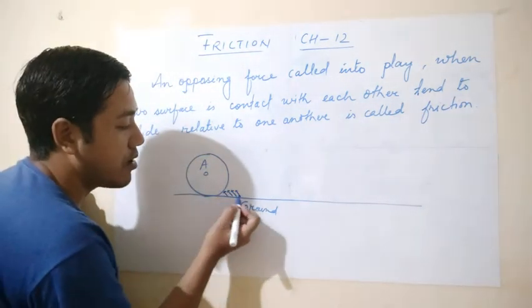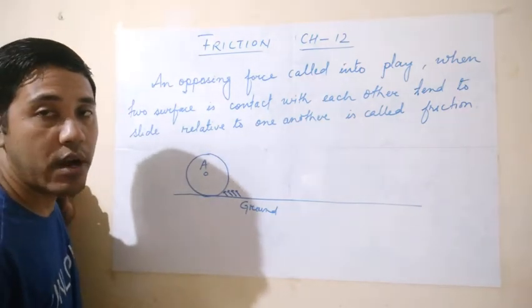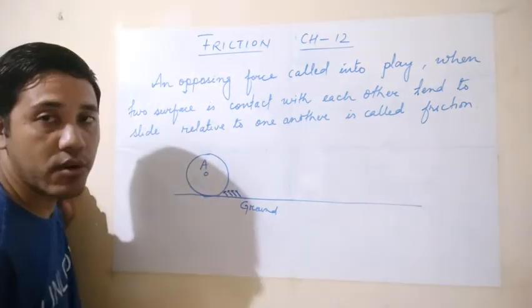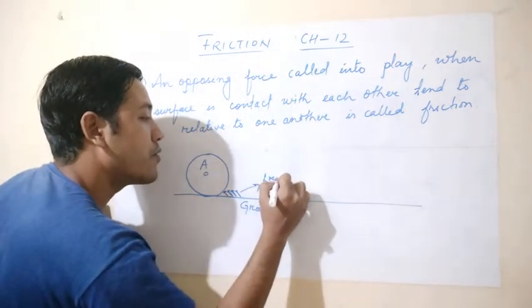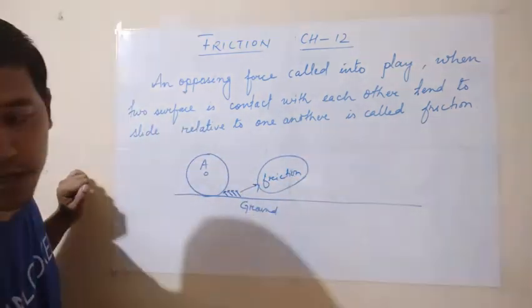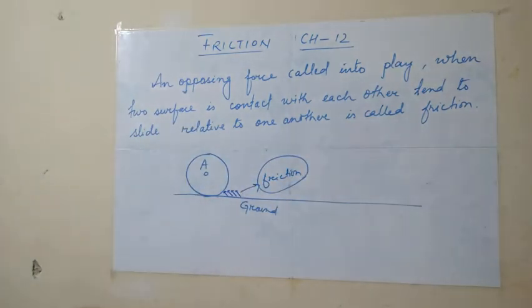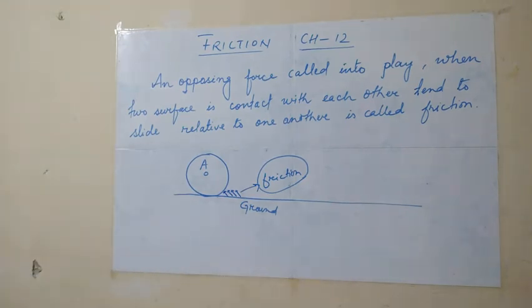Because of this force, the motion of the object will be slowed down, and it will stop, right? This type of force is known as the frictional force, or we can say this is known as friction. Okay, please copy down. Done?